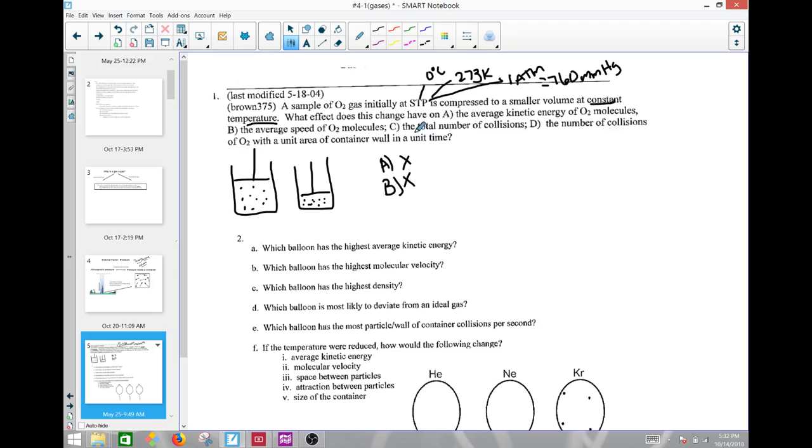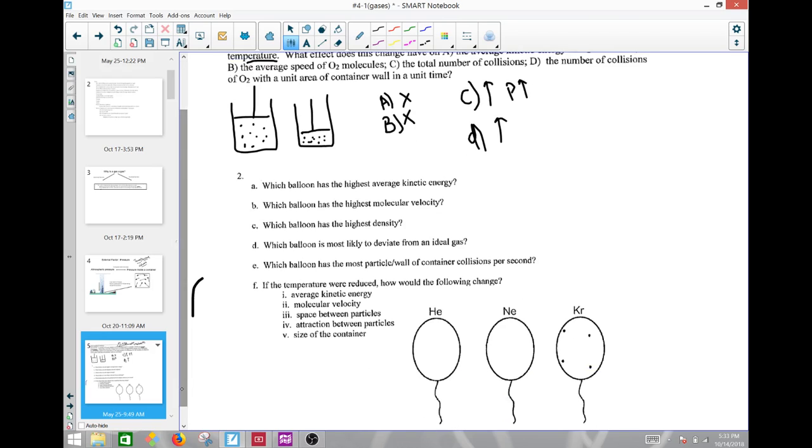Again, no change. Total number of collisions inside the container. Since the particles are traveling the same speed and they're in a smaller area, they should collide more often, and therefore it goes up. I also mentioned the pressure is going to go up because of the increased number of collisions. The number of collisions of O2 per area unit of the wall per unit time is exactly how you would describe pressure. So again, that increases. Let's go down to the next question.